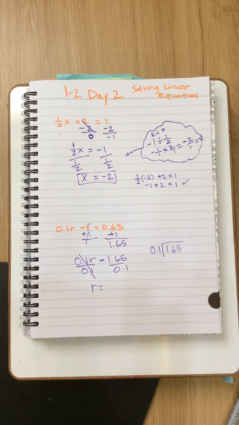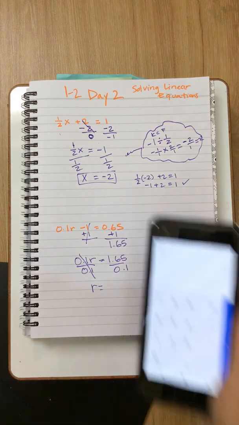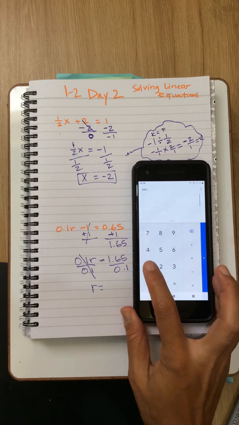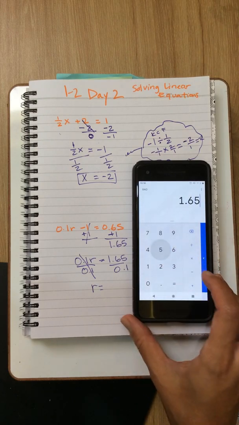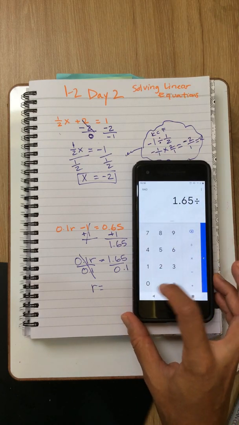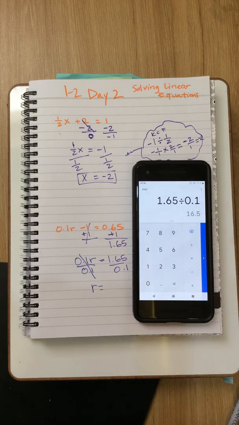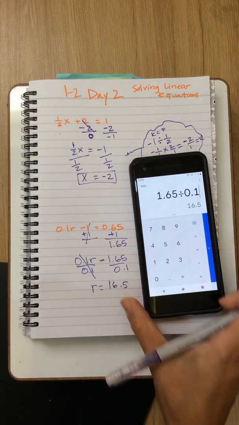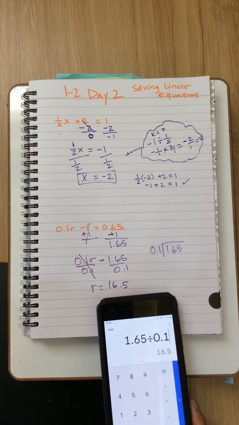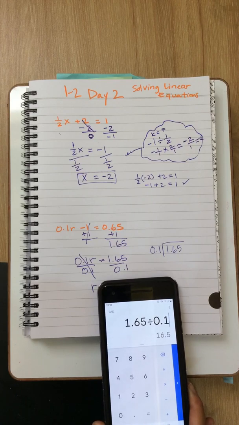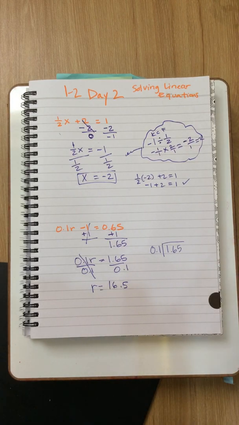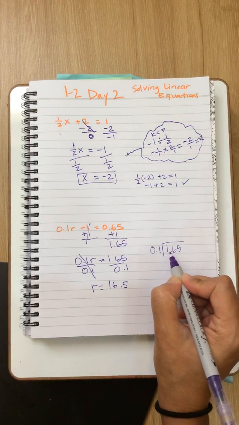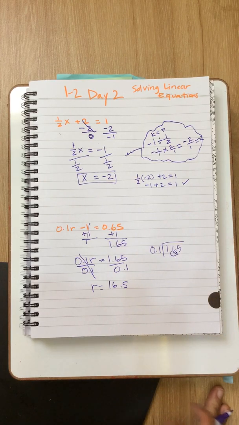So let's do that. For this part, I'm going to let us cheat and use a calculator. And you can do this too. If you get stuck on your decimals, you can use a calculator to check, but you should really try it on your own and see. There's 16.5. Right? 16.5. R is 16.5. Because what does it mean when you divide by 0.1? You're just moving the decimal over 1.